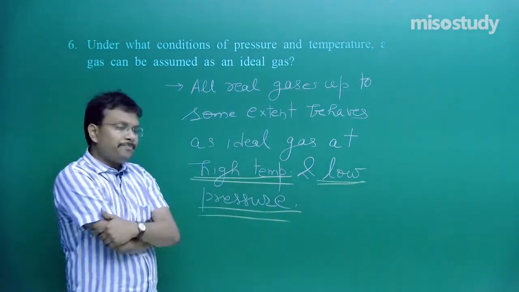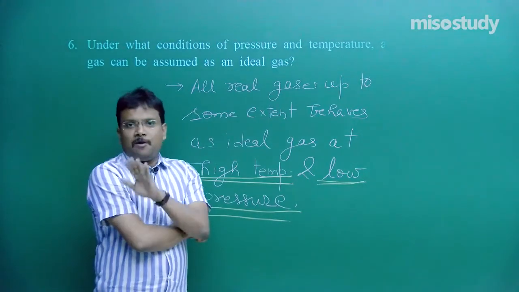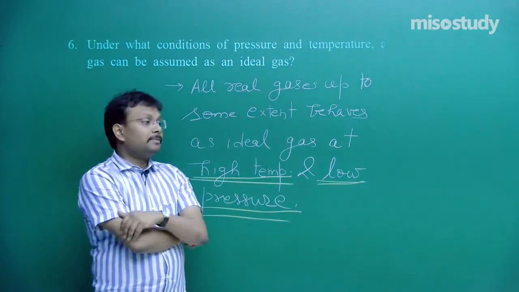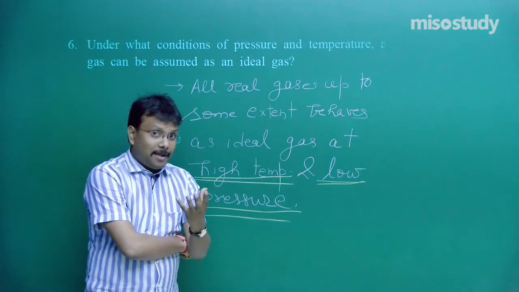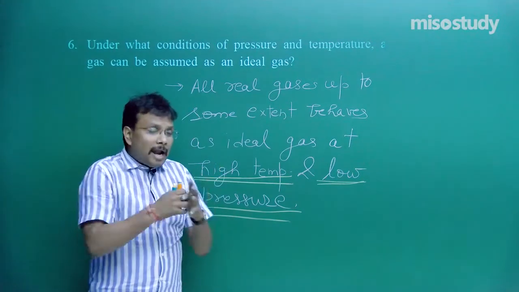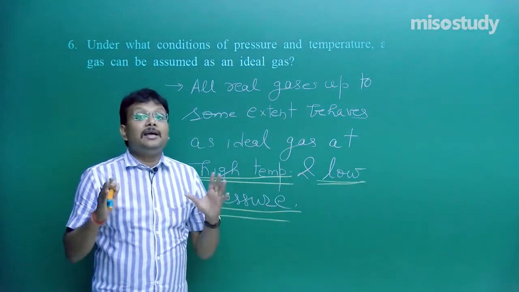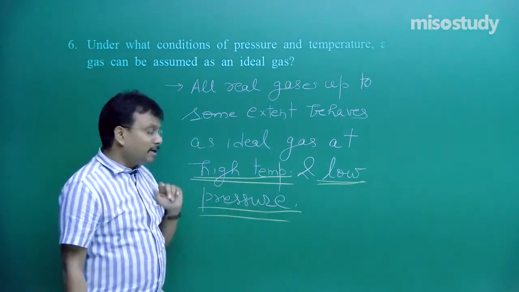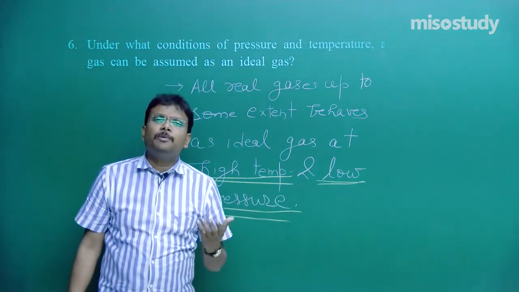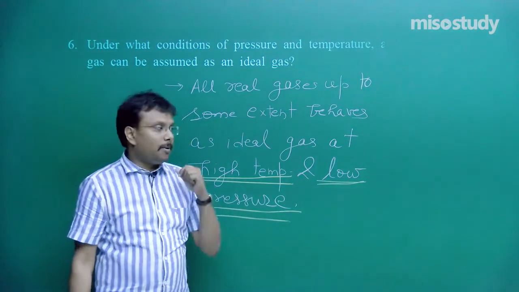What should you mention? High temperature means what? For an ideal gas, the assumption is that the molecules of the gas collide with each other perfectly elastically. So if the temperature is high, the collisions are going to be perfectly elastic in nature. Number 1. Number 2.